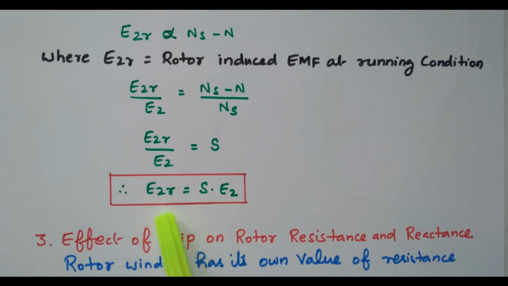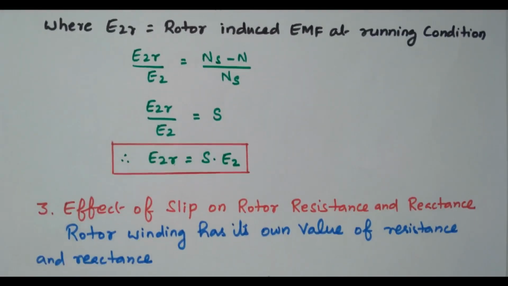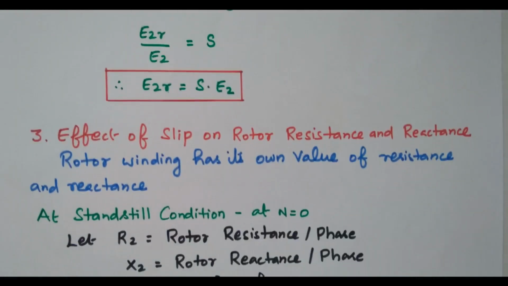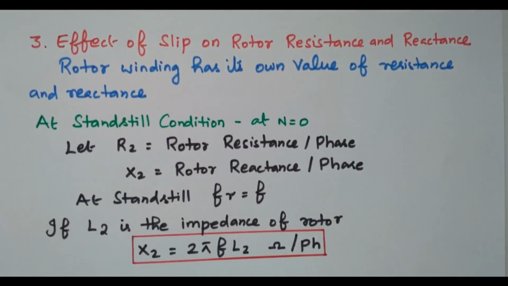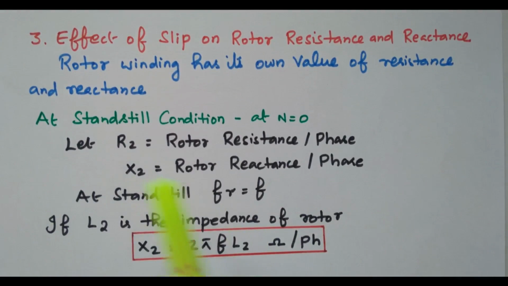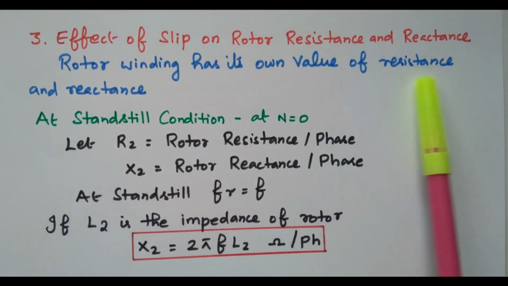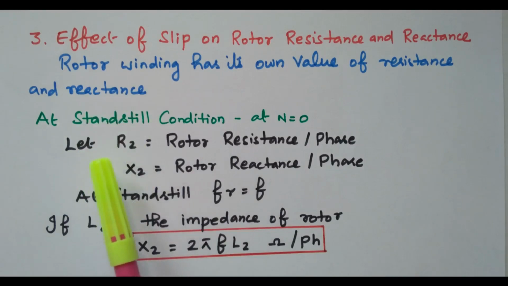Thus during starting condition both are equal, E2R is directly proportional to Ns. Now it depends upon the slip of the induction motor. Now we will see the effect of slip on rotor resistance and reactance, R and X. The rotor winding has its own value of resistance and reactance. Now again we will start with the starting condition.